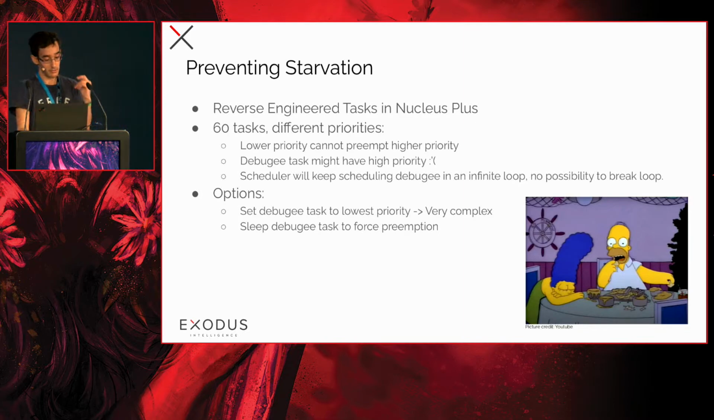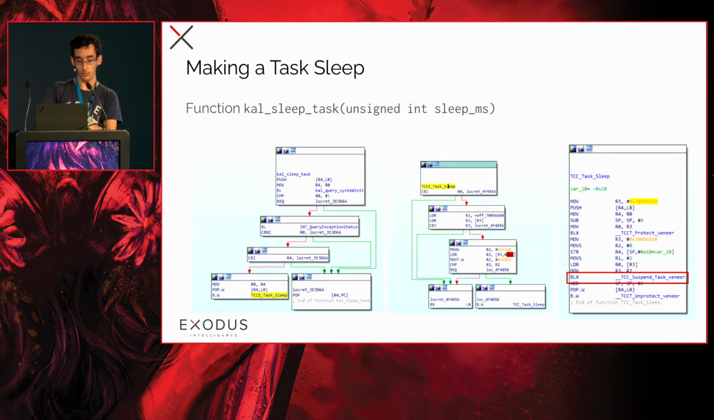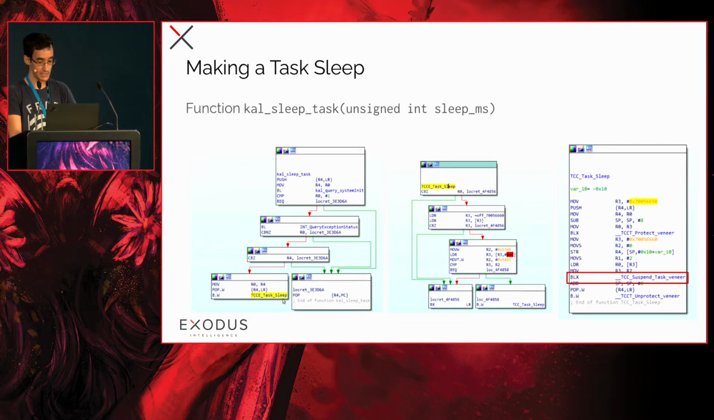So the solution in this case is going to be to force the debugged task to sleep in a way to force preemption. And we're going to do this by calling call sleep task, which takes a millisecond value. And the way this works is when call sleep task is called, then TCC task sleep is called, which does some error checking.